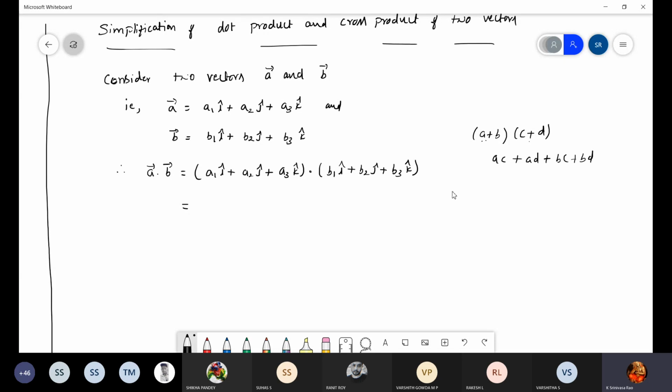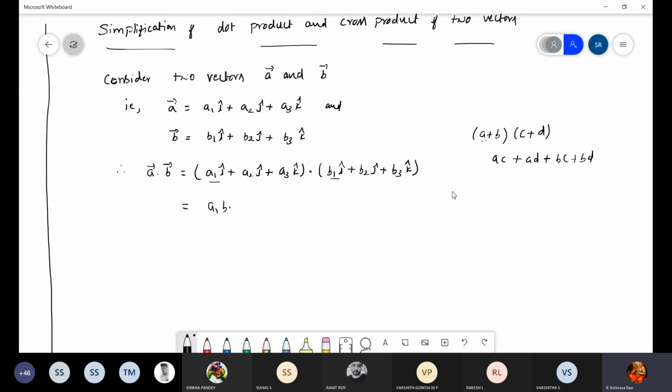Now see A1 i cap, the first term with the first term, because it is a like vector, i dot i gives 1. So in a dot product, you should not write the unit vectors. Okay, i dot i becomes 1. Just I will write A1 B1.